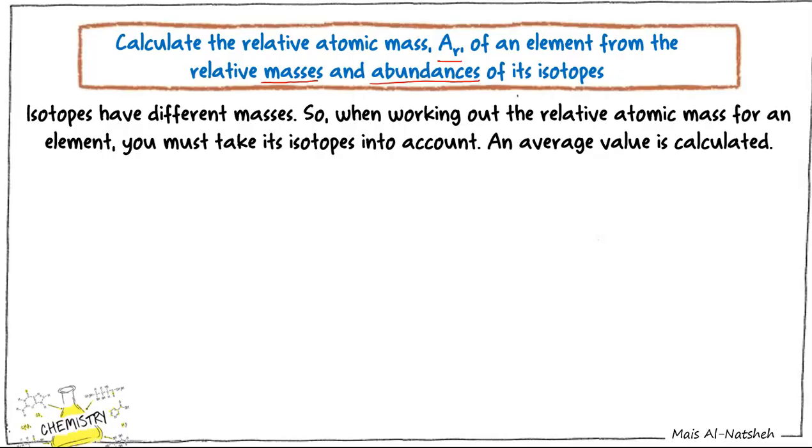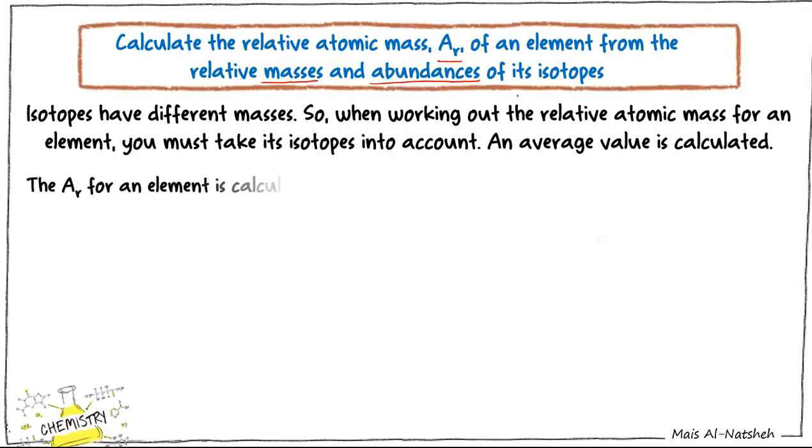Okay, how can we find the average value? Should we just take the mass numbers for all isotopes and divide by the number of isotopes? No, that is not the correct way to do it. You should know that the abundance, or the percentage of availability, of each isotope is not the same. Some isotopes are more abundant than others. So, how can we overcome that point? How can we consider that issue?